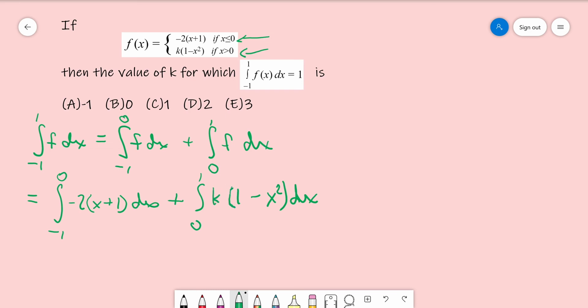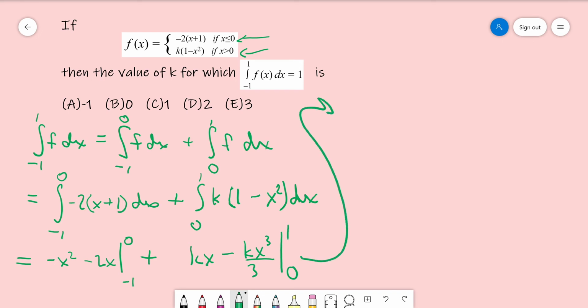Alright, so let's do this integral. This is going to be negative 2x minus 2, so the integral of that is going to be negative x squared minus 2x, and we're going to evaluate it from negative 1 to 0. And the second integral is going to be k minus kx squared, so the integral of that is going to be kx minus kx cubed over 3, and we're going to evaluate that from 0 to 1.